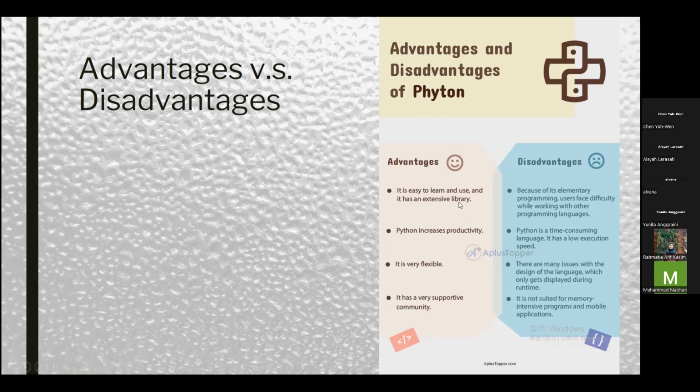Advantage is easy to learn and use. Yes, you will find it's really easy. And Python increases productivity. Yes, that's right. And flexible. And actually, when you try to find some code example, you try to develop your own, you can find some basis from the internet. So actually, it's really open source, but it still has some disadvantages.